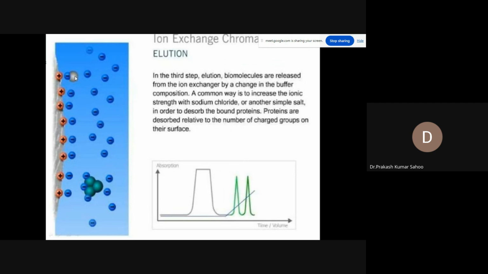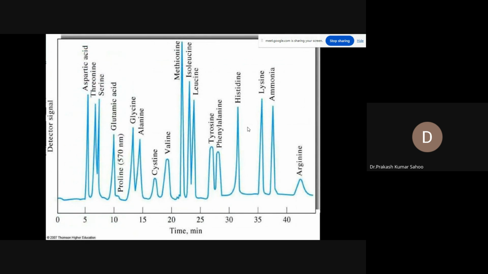That is, the components of the mixture get separated on the basis of their attachment to the ion exchanger, maybe cation or anion. So this is the separation of amino acids by ion exchange chromatography, and we have different amino acids that are released or separated on the basis of the amino acid mixture.